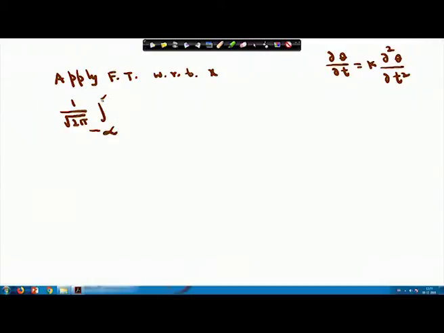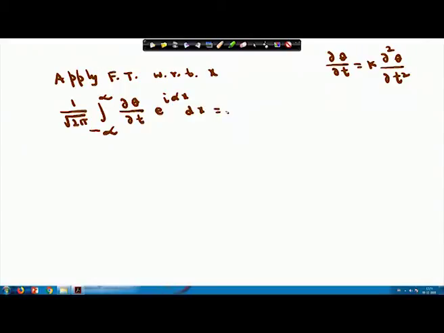So, to solve the problem, your equation has been given as ∂θ/∂t equals k into ∂²θ/∂x². So, apply the Fourier transform on both sides, with respect to the variable x, on this given equation. The left hand side will be 1 by root 2π, from the definition, integral from minus infinity to infinity of ∂θ/∂t into e^(iαx) dx.